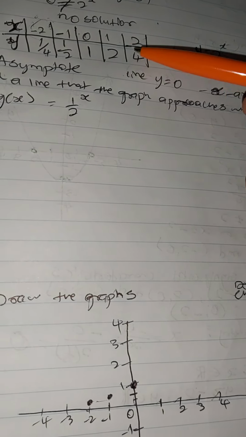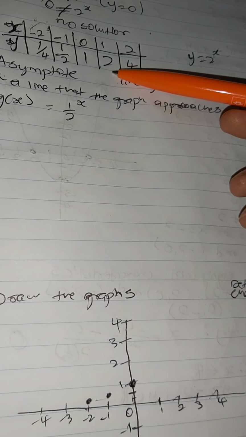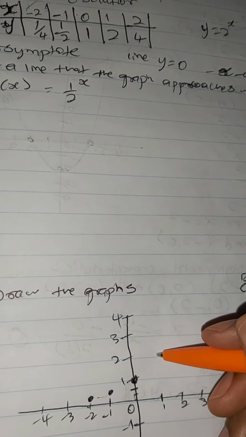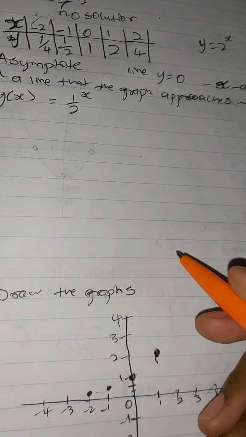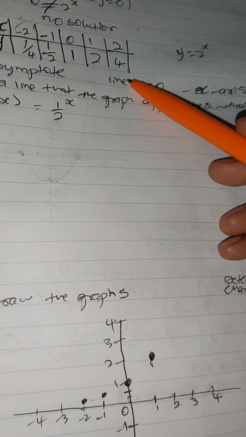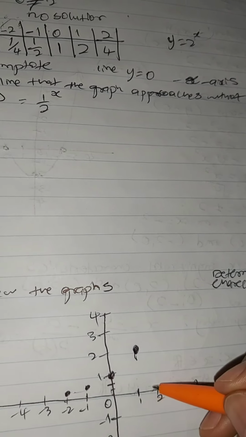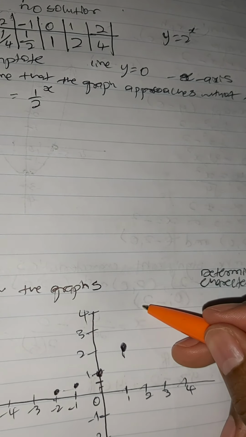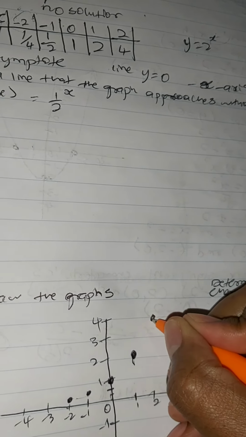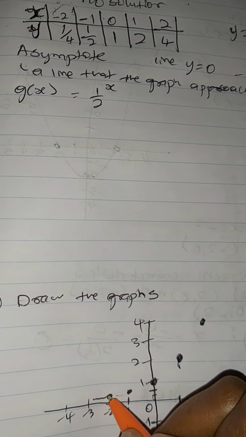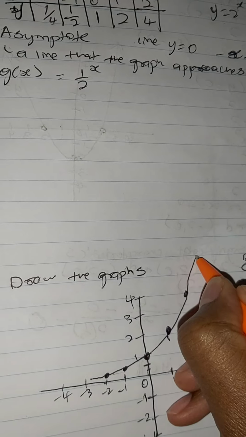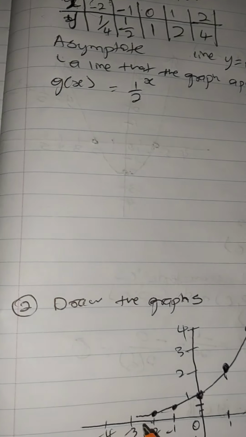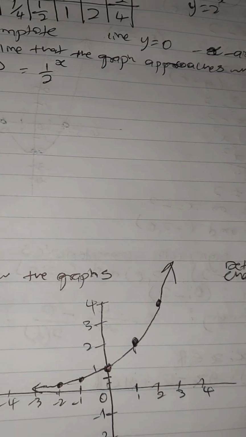The other one is x is 1, y is 2. So we have another point there. The last one, x is 2, y is 4. So we've got x is 2 and y is 4. So that is our hyperbola, or exponential graph. So that is our graph.